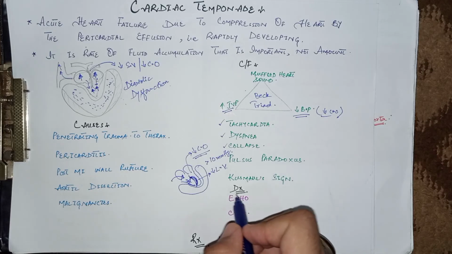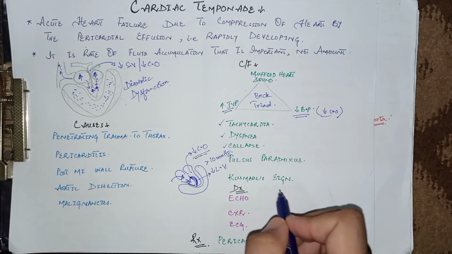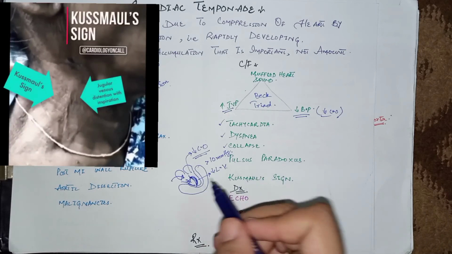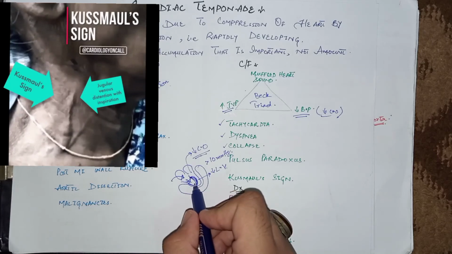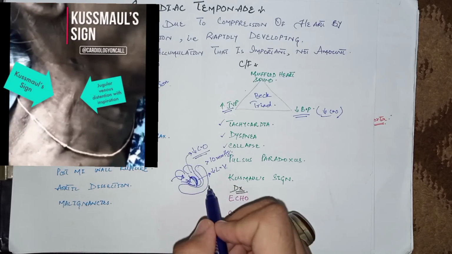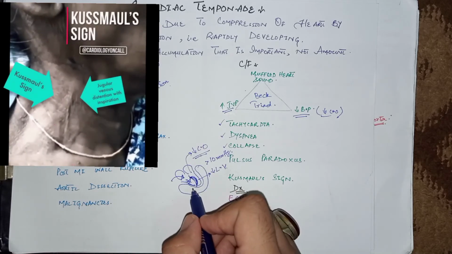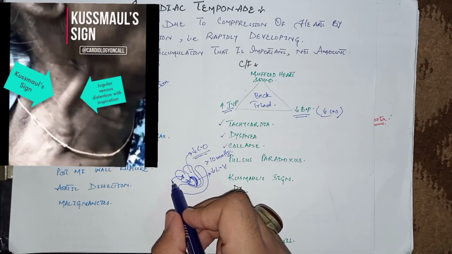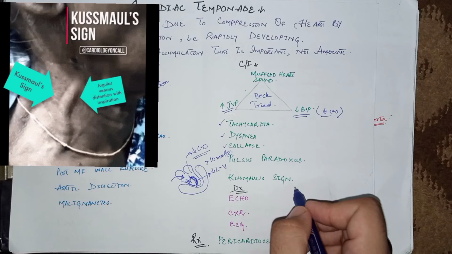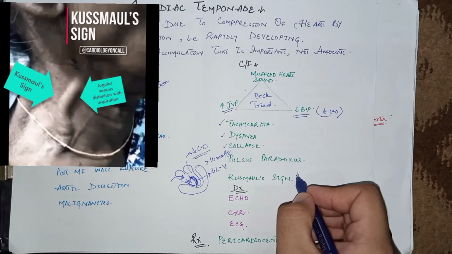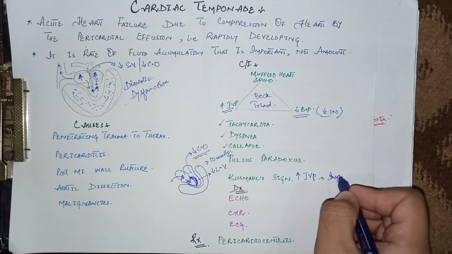The other important sign is Kussmaul sign. It is a paradoxical rise in the JVP during inspiration. Normally during inspiration, as we have discussed, there is more inflow of blood into the right ventricle, but in cardiac tamponade the heart is compressed within the pericardial fluid, so there is an increase in backward pressure even during inspiration. So there is a paradoxical rise in JVP even during inspiration. This is called Kussmaul sign.